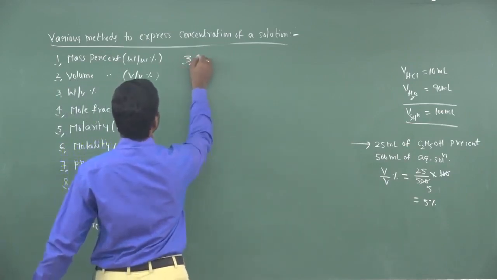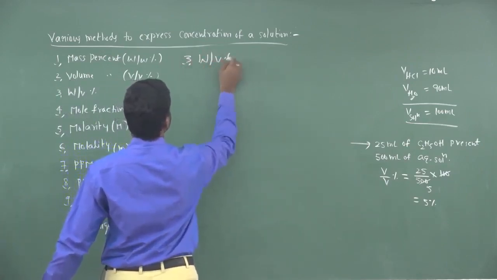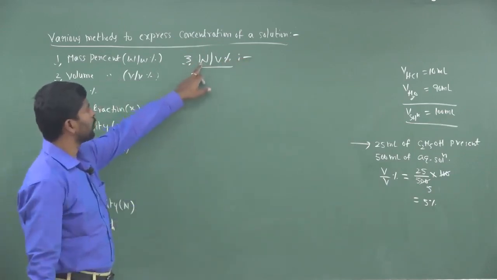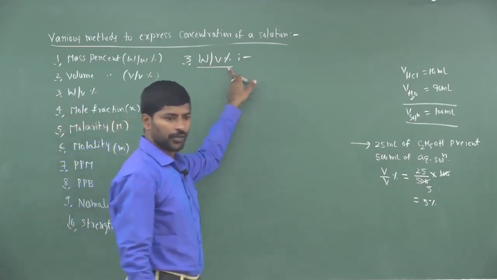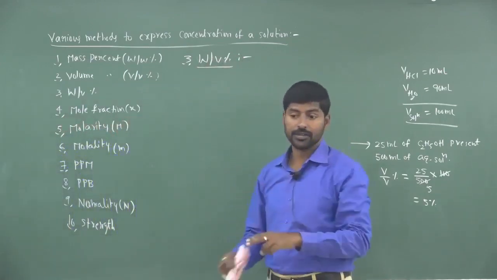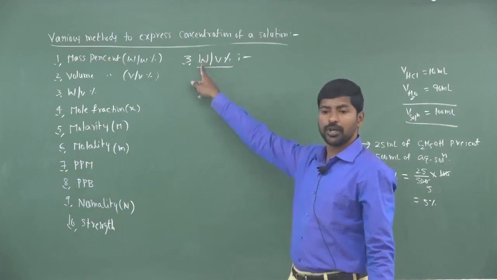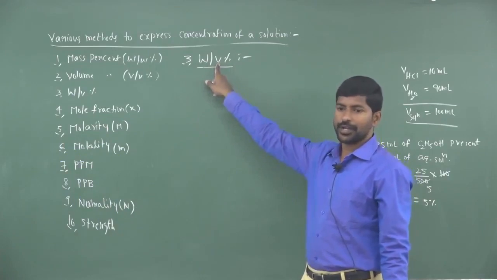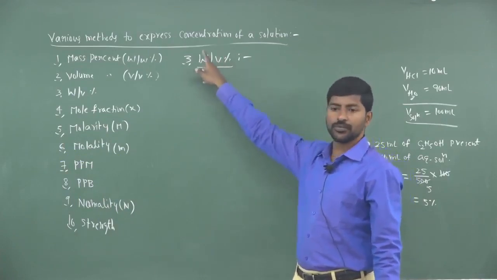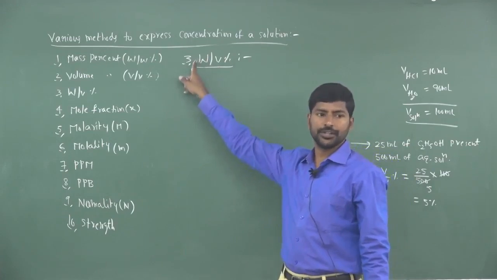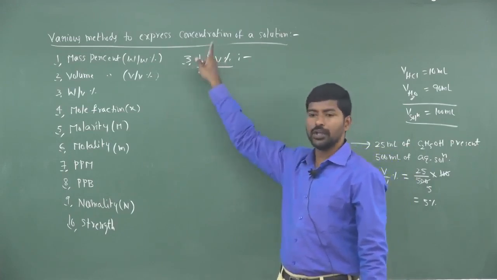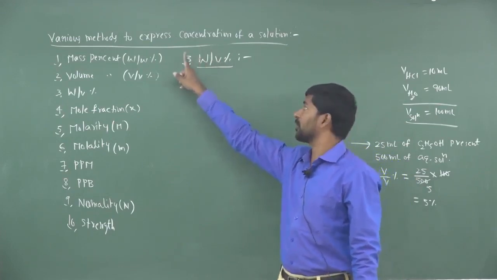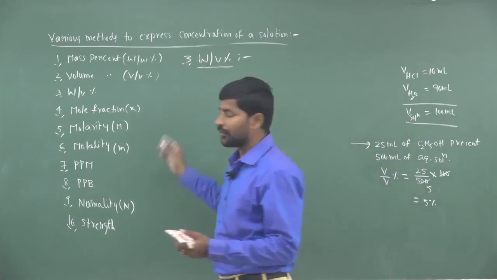Third one, weight by volume percent. So numerator corresponds to what? Solute. Denominator corresponds to solution. So how can you define weight by volume percentage? It is the weight of solute or amount of solute in grams present in 100 ml of solution. Solution we are expressing with respect to volume, solute we are expressing with respect to weight. So in 100 ml of solution, what is the weight of solute present? That is called weight by volume percent, right?